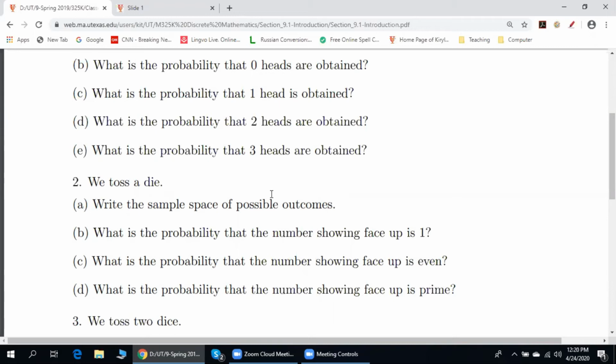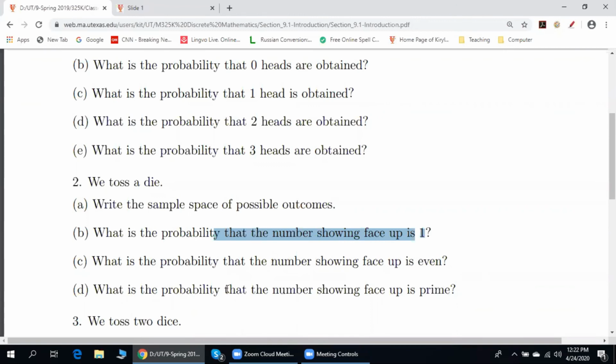Anybody? What is the sample space of possible outcomes? 1, 2, 3, 4, 5, 6. Exactly. What is the probability that the number showing face up is 1? 1/6. 1 divided by 6, because this event consists of just one element, 1. Correct? In part C, what is the probability that the number showing face up is even? 3/6, which is 1/2. Yes. The probability of this event is 1/2, because this event consists of 3 elements, 2, 4, and 6. So it's 3/6, which is 1/2.